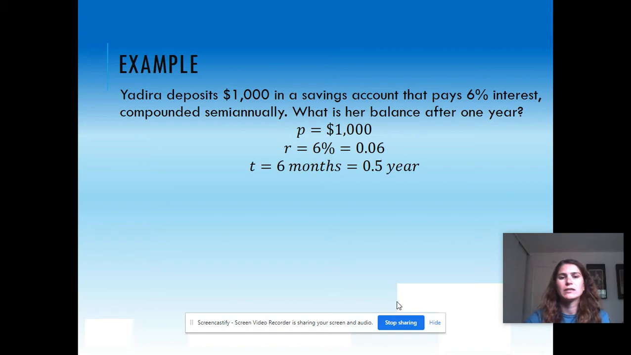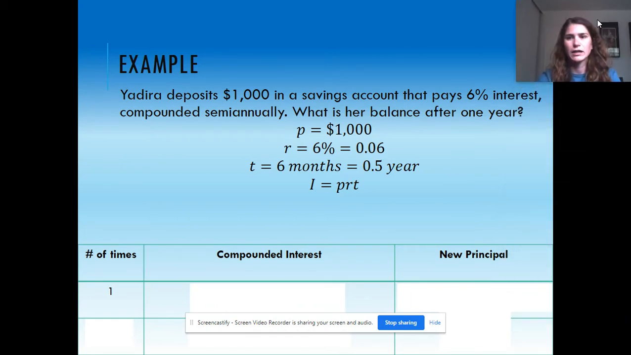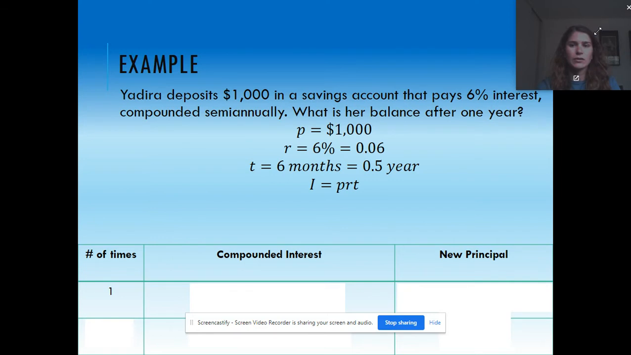Our T is time, as in 6 months, or you can do 6 divided by 12, which would be 6 over 12, like we learned before in our last set of notes, or it could be 0.5 as a year as a decimal. This is our formula again. Our interest equals our principal times our rate times our time. And now we're going to go ahead and actually look at the values of our chart here.